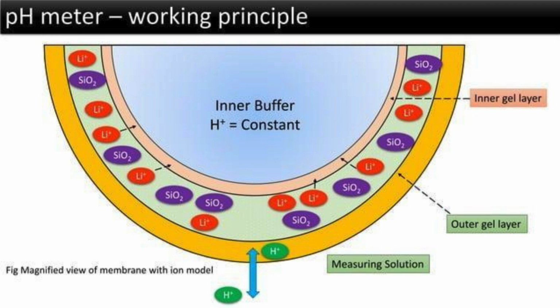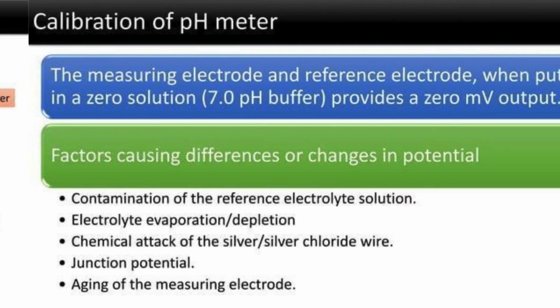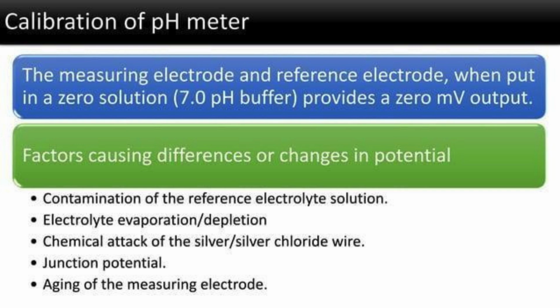Of course, for accurate readings, we must calibrate the pH meter. The idea is that when the measuring and reference electrodes are placed in a solution with a pH of 7, the output should be 0 millivolts. However, several factors can cause this potential to drift over time. These include contamination of the reference electrolyte, evaporation or depletion of that electrolyte, chemical attack on the silver-silver chloride wire, something called junction potential, and the general aging of the measuring electrode itself.